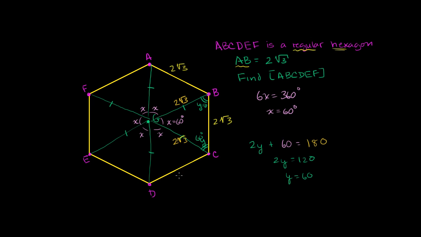So now we can essentially use that information. We can use that information to figure out, actually we don't even have to figure this part out, I'll show you in a second, the area of any one of these triangles, and then we can just multiply by 6. So let me focus on this triangle right over here and think about how we can find its area.